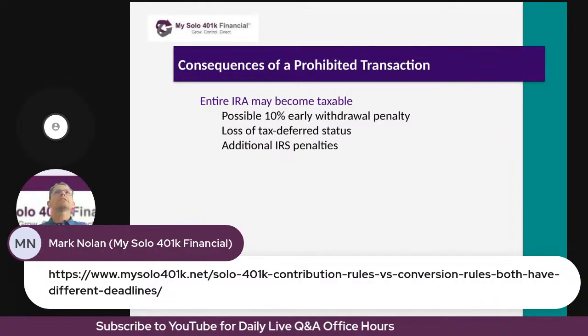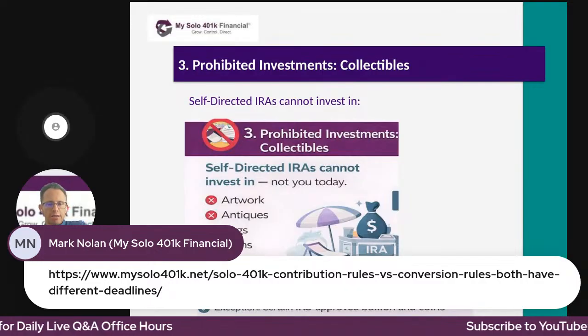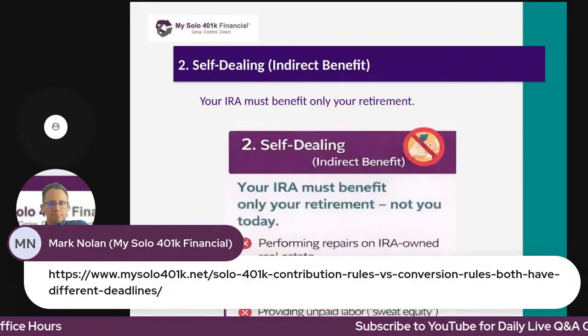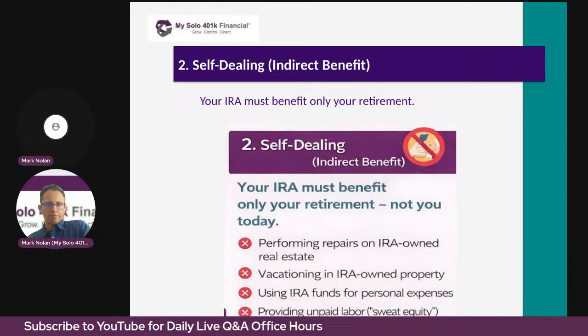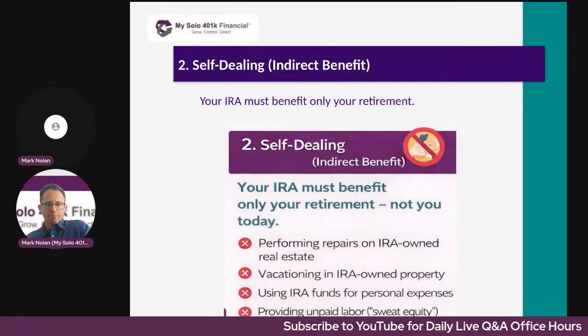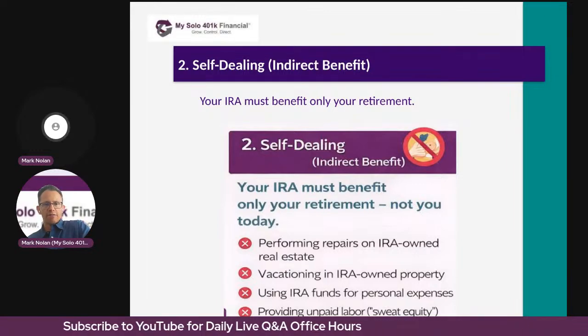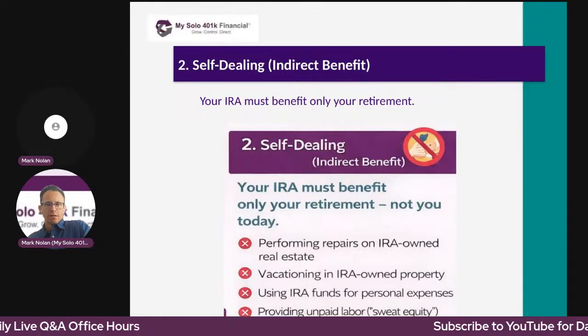So we've been talking about what transactions are prohibited in a self-directed IRA. We talked about self-dealing already. So give me a moment here while I pull up that slide. So let's talk about self-dealing, however, an indirect benefit. That's pretty important to understand.